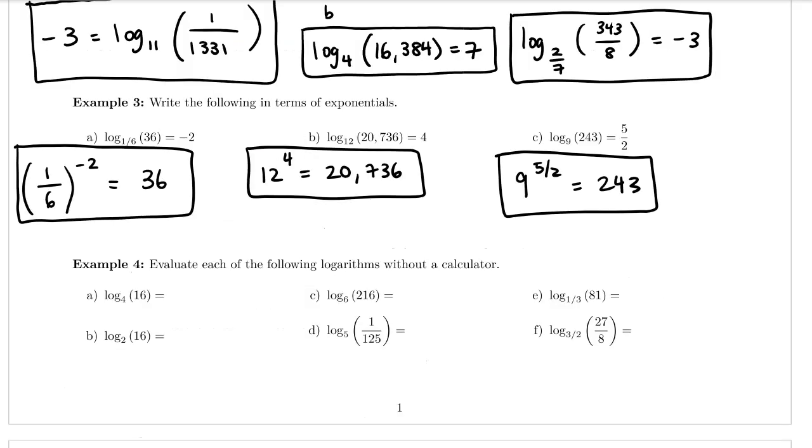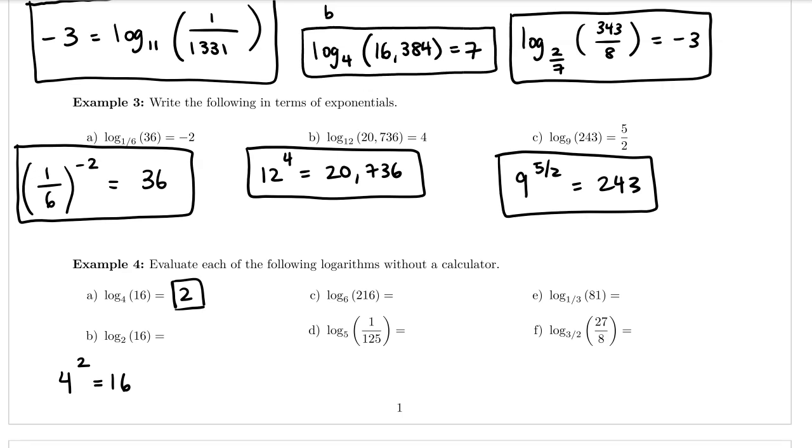Example 4 says evaluate each of the following logarithms without a calculator. So part A, we have log base 4 of 16. I don't know what this number is, but one thing that might help us is I could rewrite this in the exponential form. So if I rewrote part A in exponential form, that would tell us 4 to some power is equal to 16. And the value of the exponent or the question mark that makes that true is 2. So log base 4 of 16 is equal to 2.